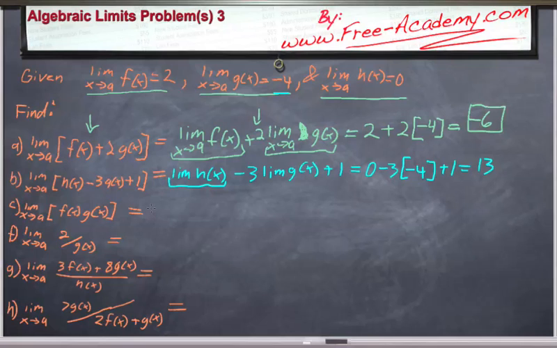Now we can go on, and problem C here is the same thing that I did in problem A, where I did the limits of 2 and negative 4. We'll have the limit as x approaches a of f of x times the limit as x approaches a of g of x. That's going to be equal to 2 times negative 4, which is equal to negative 8.